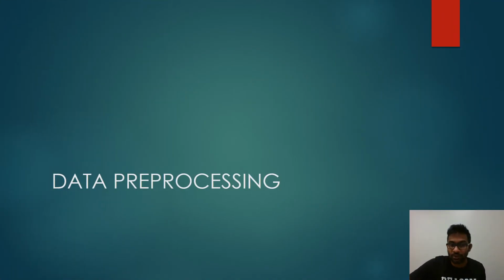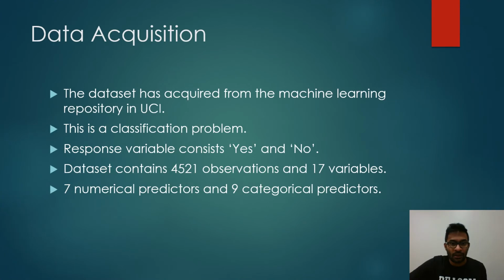Now let's go through our data. The dataset was acquired from the machine learning repository at UCI. This is a classification problem because our response variable consists of yes and no, depending on the customer's response of whether they will subscribe to a service provided by the bank. This dataset contains more than 4,500 observations and 17 variables.